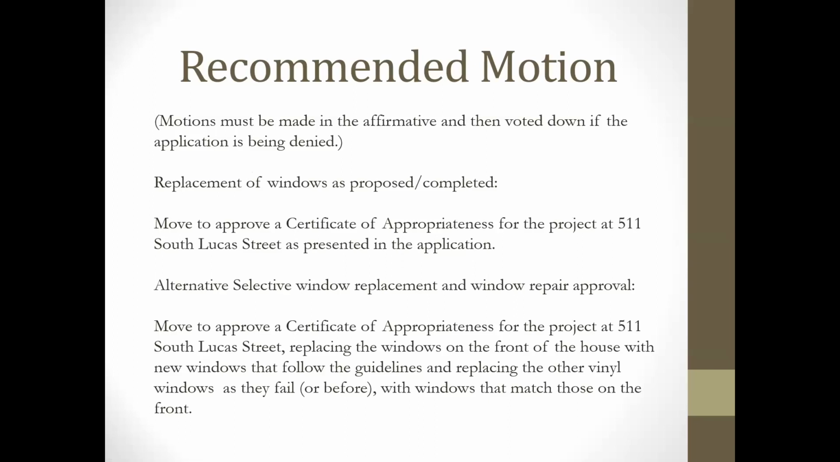It's just if you want to deny it, you vote no instead of yes. And so the first motion is to approve the certificate of appropriateness for the project as presented in the application. And then you would vote to approve or deny that. Staff has made a recommendation that allows the commission some leniency. These windows do not follow the guidelines. So the commission could decide to approve the replacement of all the windows with windows that would follow the guidelines. You can certainly do that.